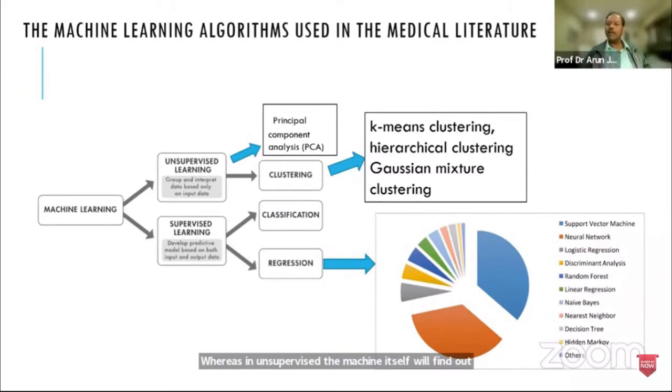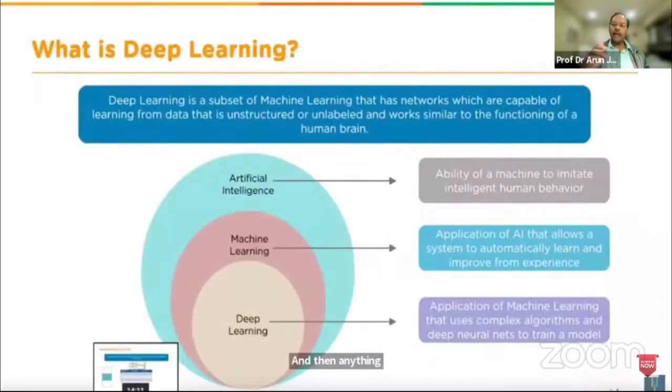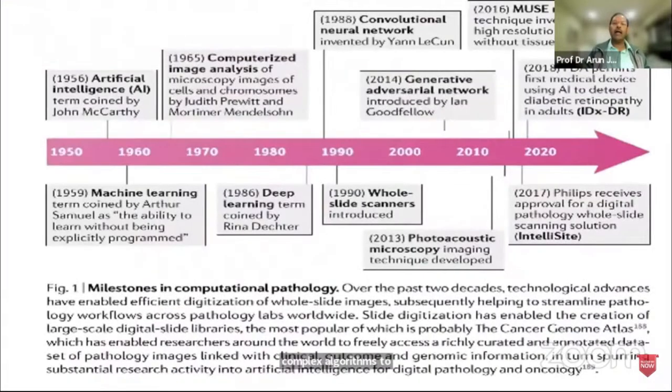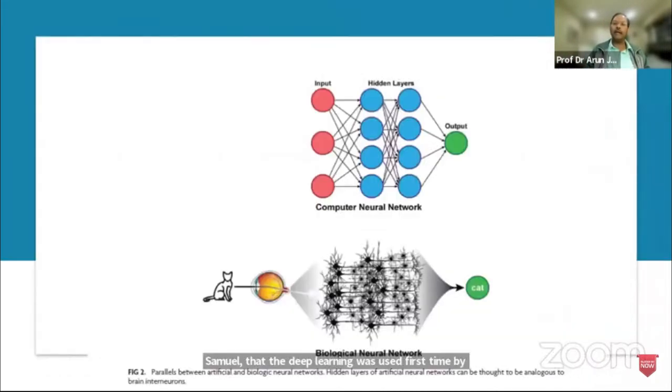There are various types. In supervised learning, the commonest are neural network, support vector machine, and random forest, whereas in unsupervised you have k-means clustering and hierarchical clustering. Deep learning is an application of machine learning that uses complex algorithms to go into deep neural networks. The word machine learning was first used in 1959 by Arthur Samuel, and deep learning was first used by Rina Dechter. I think this is the history of how the development of things took place.